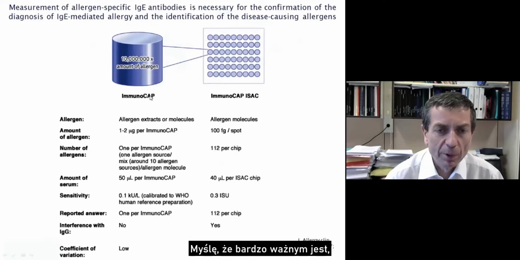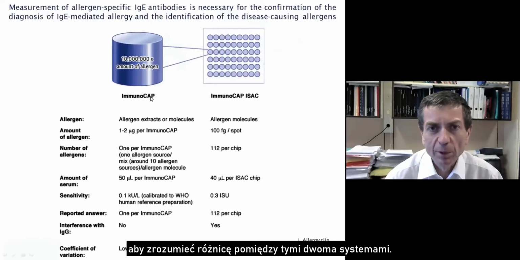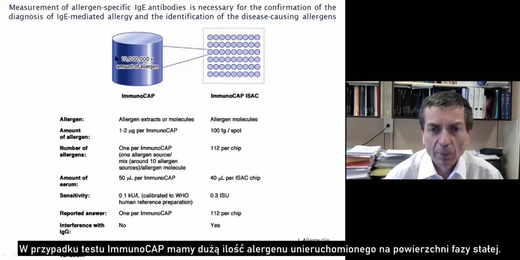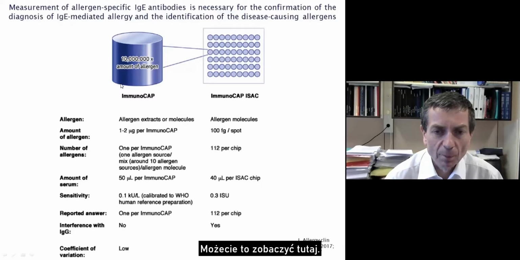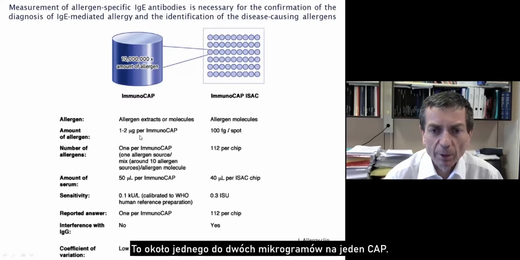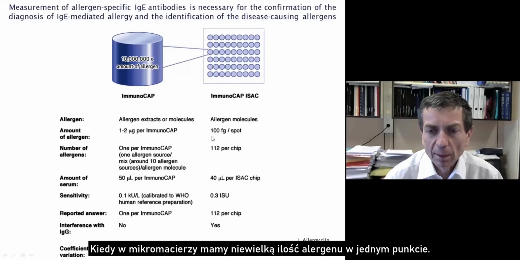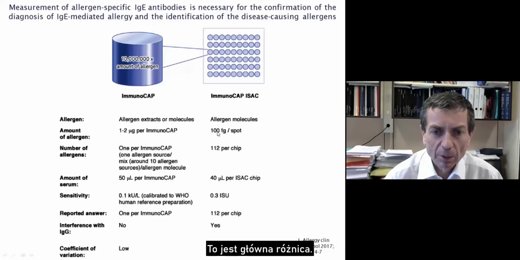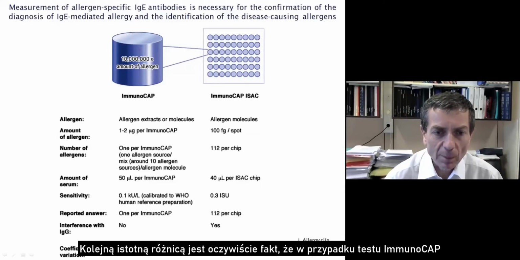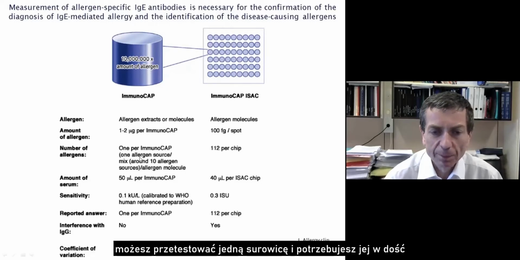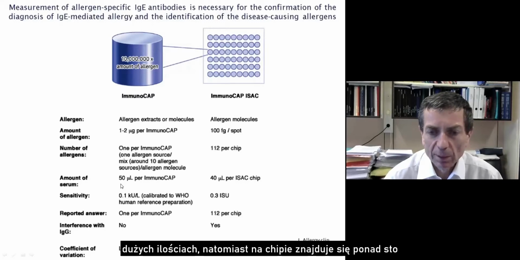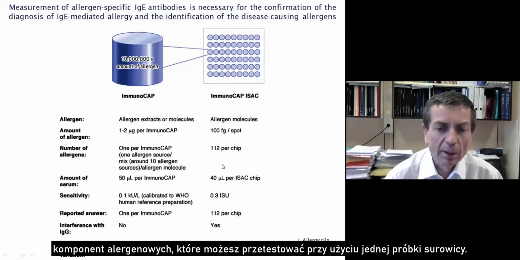I think it's very important for you to understand the differences between the two systems. In the ImmunoCAP we have a large amount of allergen immobilized on the solid phase. You can see it here, it's about 1 to 2 microgram per ImmunoCAP. Whereas in the microarray, we have a very tiny amount of allergen per spot. So this is a major difference. Another major difference is, of course, that per ImmunoCAP you can test one serum, and you need quite a lot of serum to do this. Whereas on the chip, you have more than 100 allergen components that you can test with the same volume.